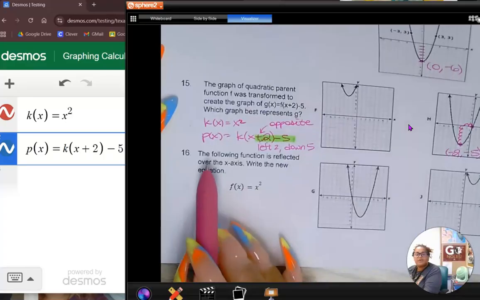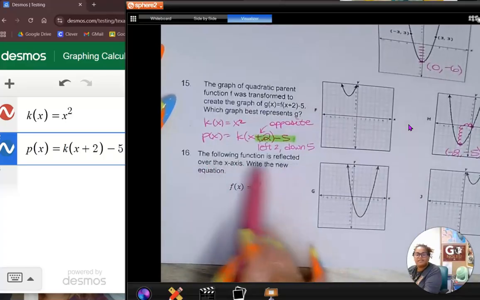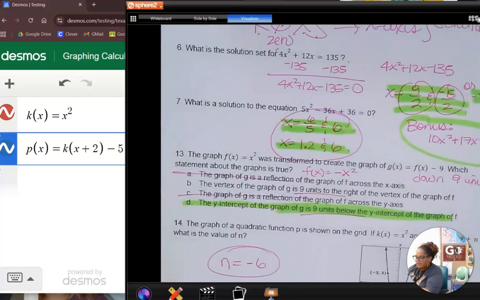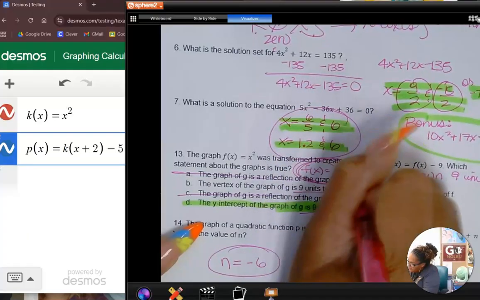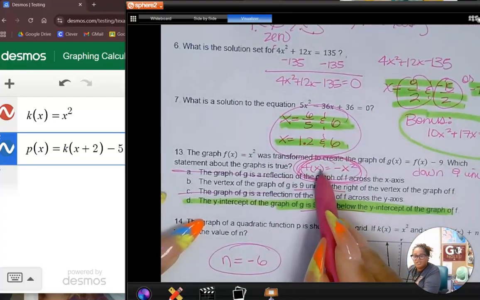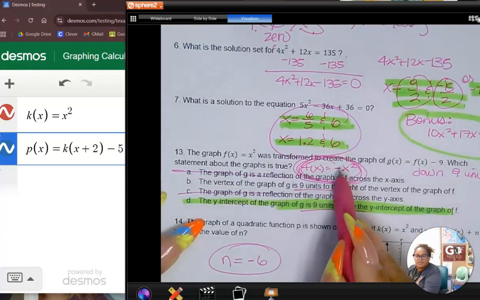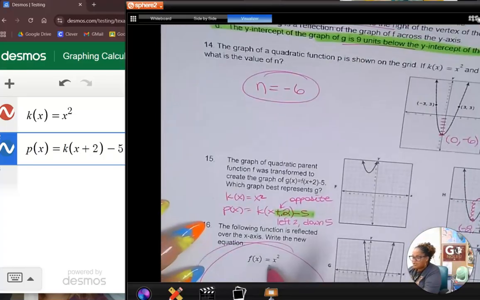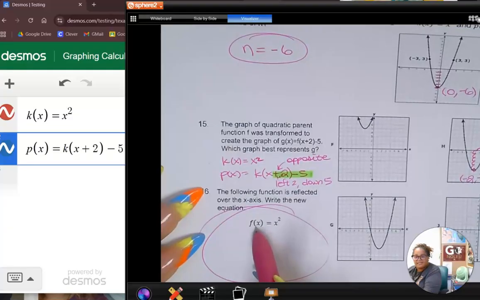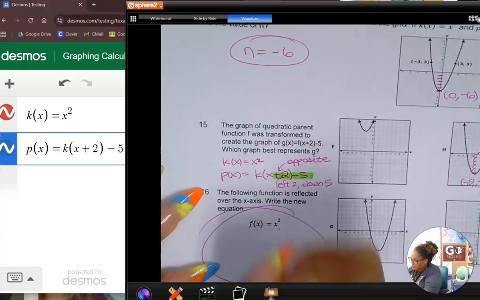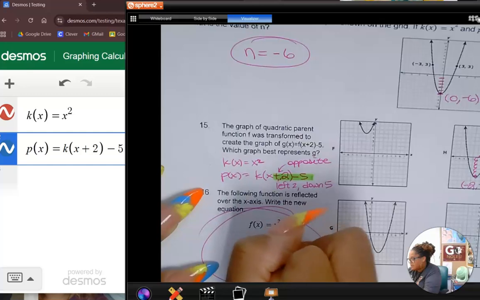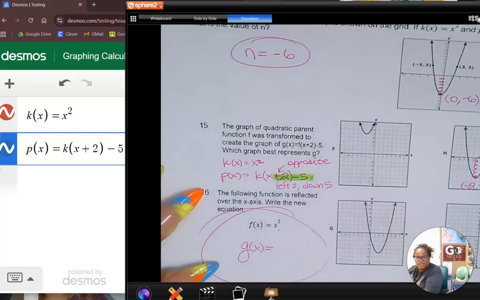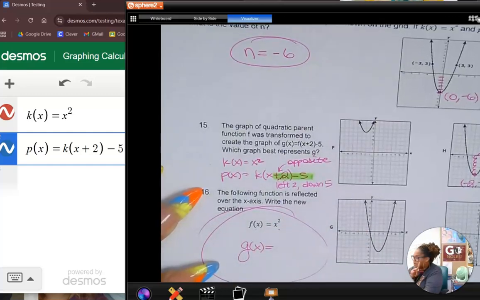Then over here, it says the following function is reflected over the x-axis. Write the new equation. This one. Remember, the reflection is up here. So I need to change this in order for it to be reflected. So instead of it being this, it has to flip. So make sure to write, and you can call it g of x, and then copy down what I just circled at the top.